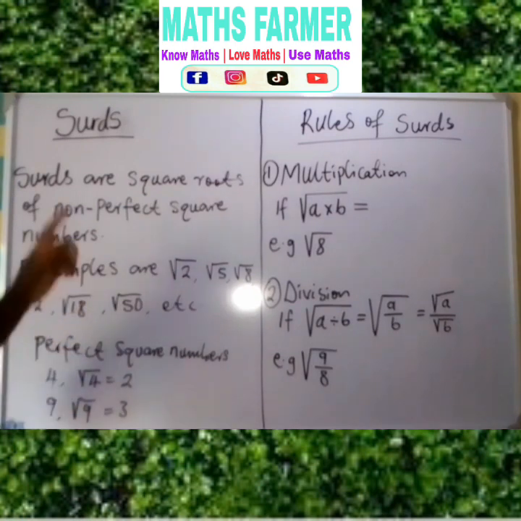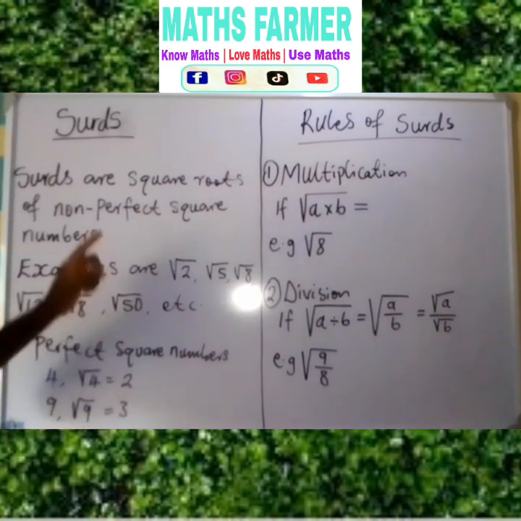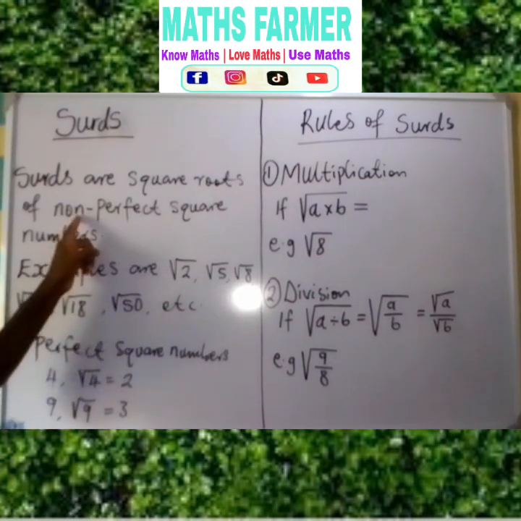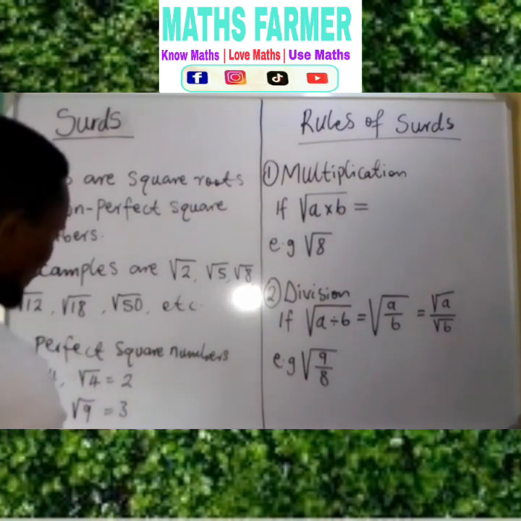Now, we say that surds are square roots of non-perfect square numbers. So if a number is not a perfect square, that means it's a non-perfect square. What it means is that when you square root the number, it does not give you a whole number. When you square root a number and it does not give you a whole number, we call that number a non-perfect square number.